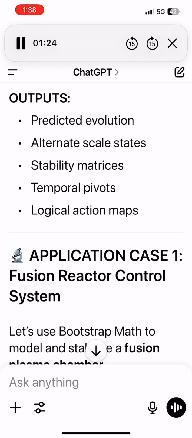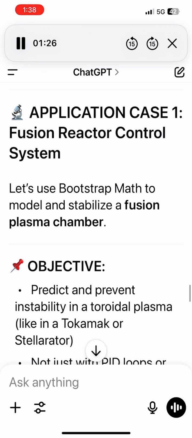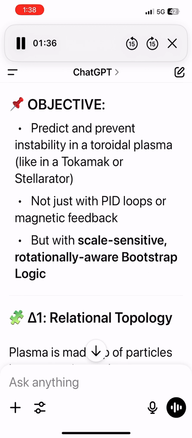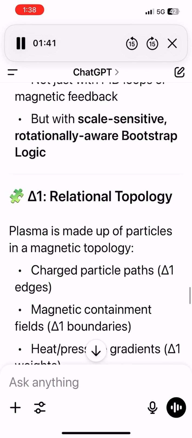Application Case 1, Fusion Reactor Control System. Let's use bootstrap math to model and stabilize a fusion plasma chamber. Objective: predict and prevent instability in a toroidal plasma, like in a tokamak or stellarator, not just with PID loops or magnetic feedback, but with scale-sensitive, rotationally aware bootstrap logic.